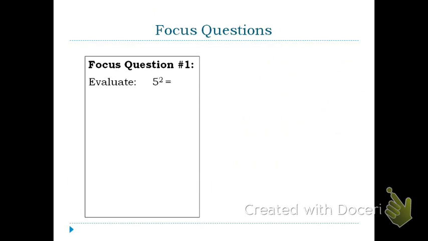So let's practice this. 5 to the second power, well, that means the same thing as 5 times 5. What's 5 times 5? 25. Oops, I wrote 24. 25. Okay, so this is your expanded form, and I simplified it further into our standard form.